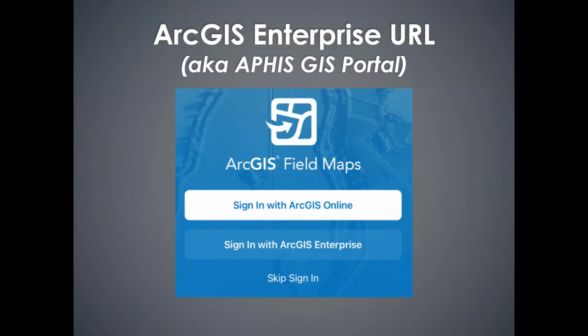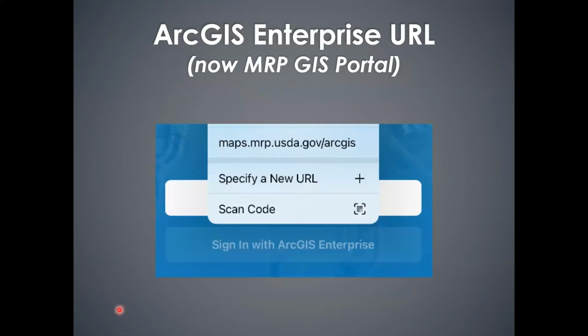But you do want to be careful to type in the correct URL. The way this usually works, and this is just a screenshot from my iPad, is that you hit the button here to sign in with ArcGIS Enterprise. Then you're asked to specify a new URL, which, as you can see in the URL that's been typed previously, has MRP right there. That's how you know that's the correct URL to type in. And that's available in all of our documentation, just like it was last year.